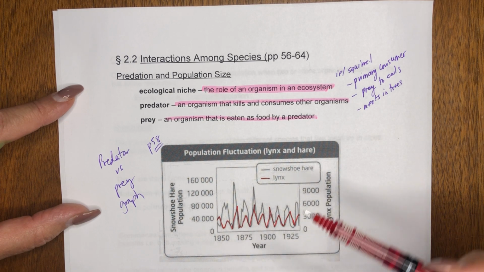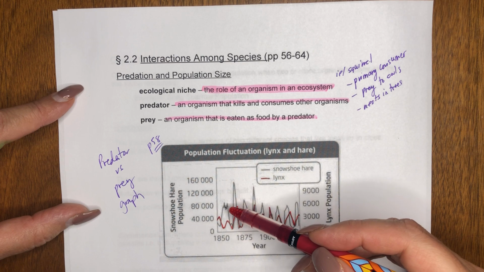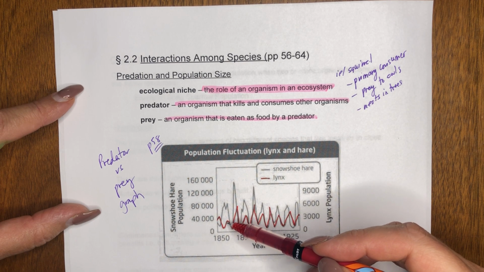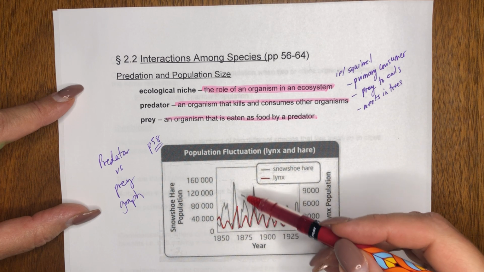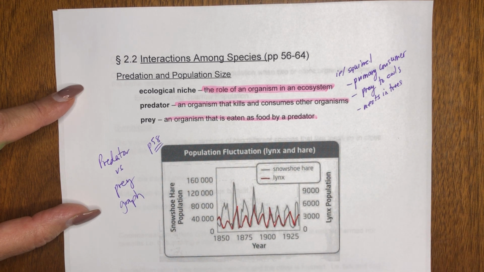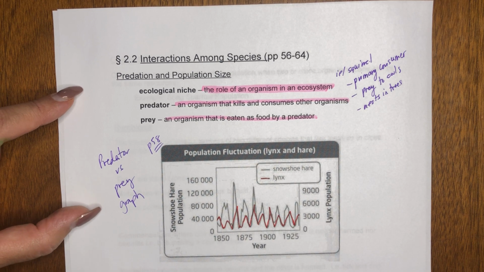Let's look at another place. Well then, as they go up, just shortly after, the lynx goes up because there's enough food for them. And this cycle will continue to happen throughout this graph over and over again.